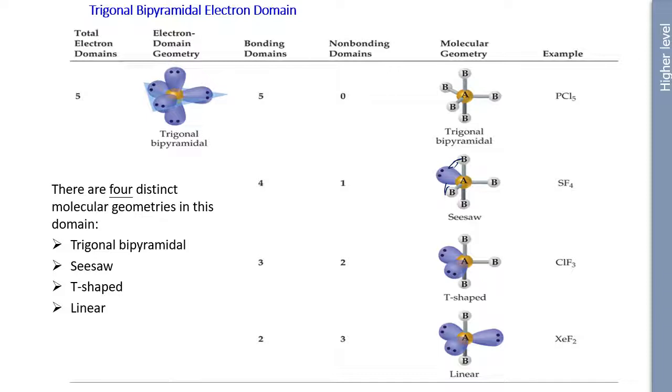If you increase the non-bonding pairs to 2, you end up with a T shape, because now you've got more repulsion between the two non-bonding electron pairs. ClF3 is an example of that. And if you have 2 bonding domains and 3 non-bonding domains, then you end up with linear, because the 3 non-bonding domains want to be all on the same plane, so they reduce their repulsion. An example of that would be xenon difluoride.